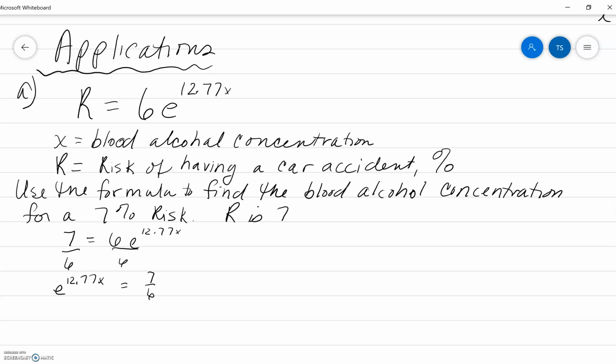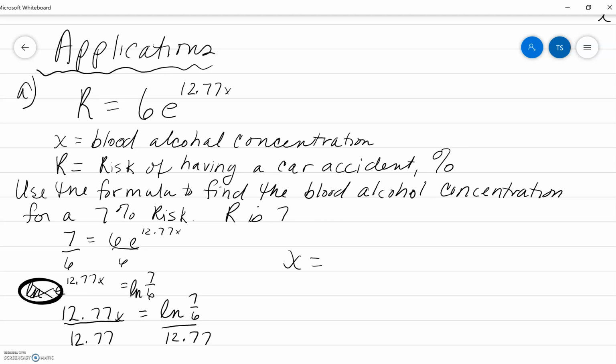Now, what log am I going to use? Natural log or common log? Well, e is in the equation, so I'm going to use natural log. So take the natural log of both sides. That's going to make this go bye-bye, and you're going to be left with 12.77x equals the natural log of 7 over 6. Now we're going to divide this by 12.77. So x equals the natural log of 7 over 6, all divided by 12.77.